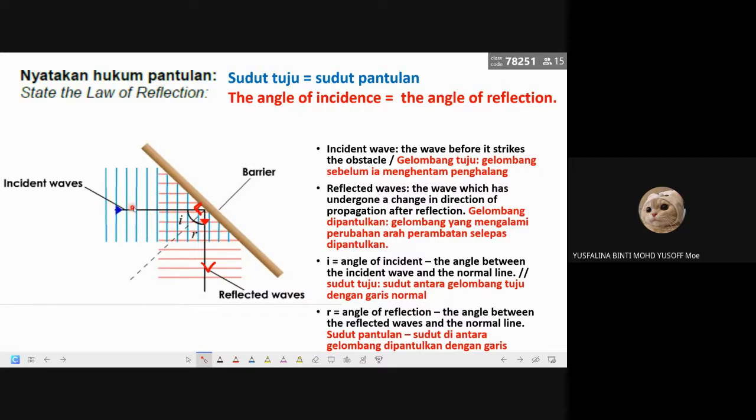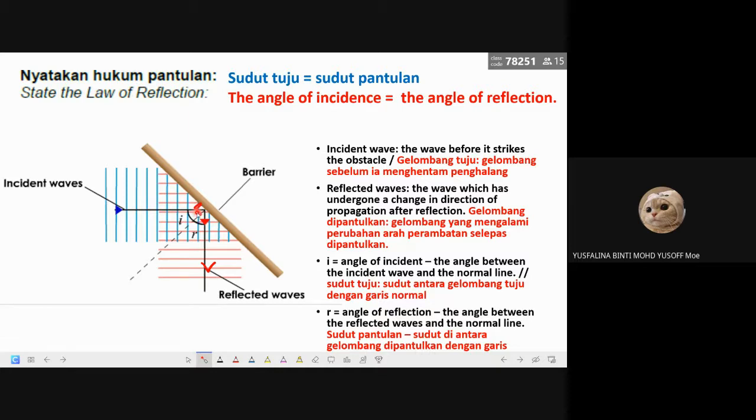Here we call this the incident wave. And this is the normal line. The dotted line is the normal line, and the normal line should be 90 degrees from the surface. I already drew it here. It should be 90 degrees from the surface.